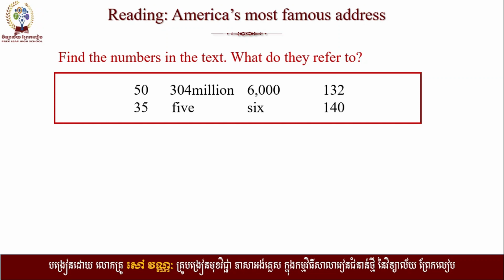Find the numbers in the text. What do they refer to? 50, 104 million, 6,000, 132, 35, 5, 6, and 140. Let's just look at the answers.